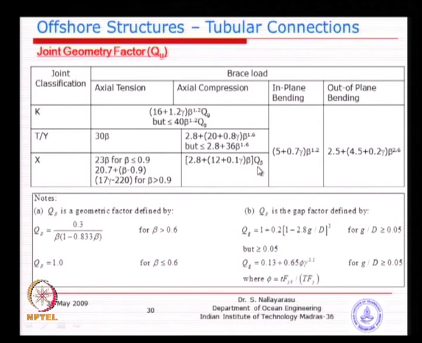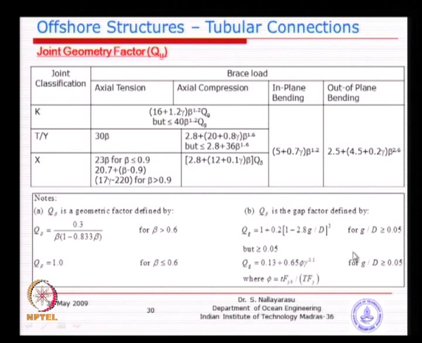So, first are the T and Y joints, highly related to beta and gamma, and the K joint is related to the gap parameter, and the X joint is related to the Q beta parameter. 2 more additional parameters are coming in just to make sure. So basically, if you look at the whole calculation, Qu, Qf, Q beta and Qg.